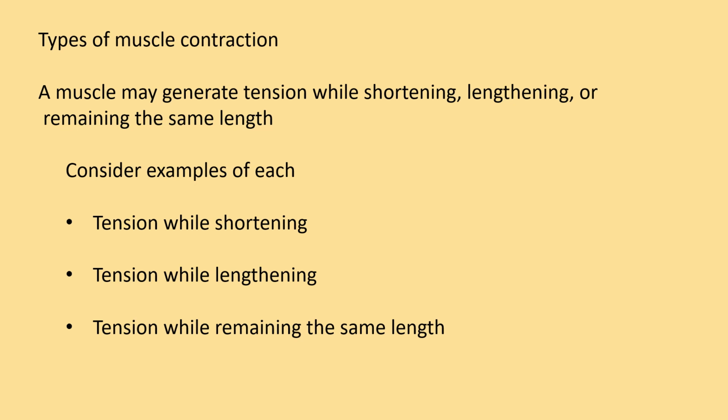So there are several different types of muscle contraction. Muscles generate tension, they pull on whatever they're attached to. And a muscle can generate tension while it's getting shorter, and we just looked at an example of that in the previous slide. A muscle can also generate tension while it's getting longer, and then a muscle can also generate tension while it is not changing length.